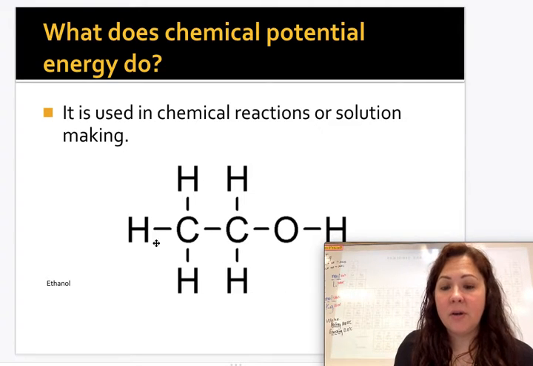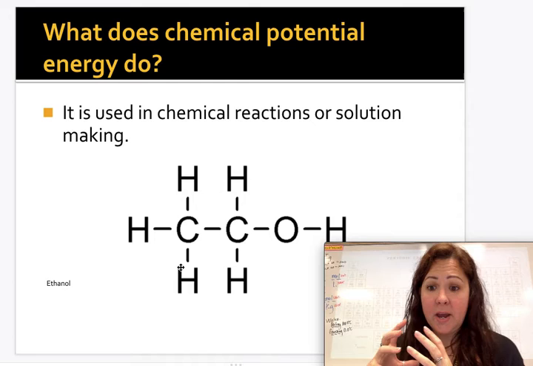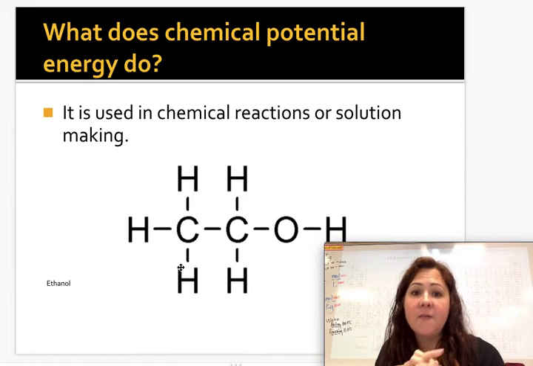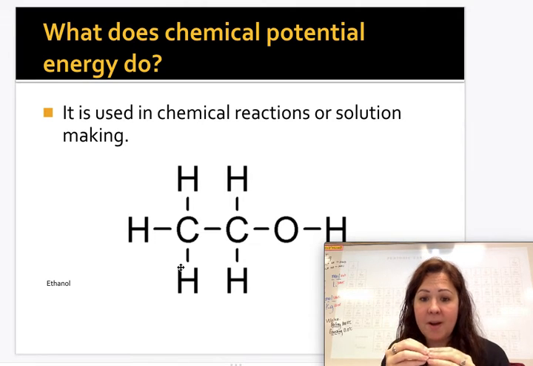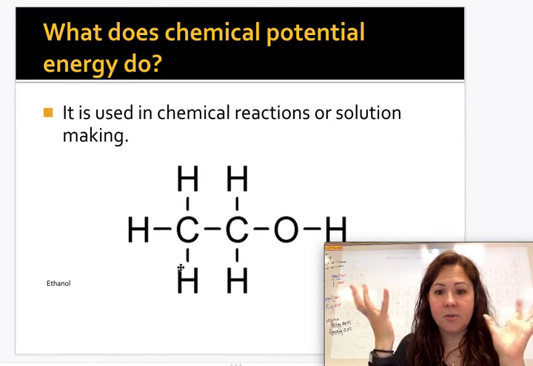So with your ethanol here, I'm going to do a demonstration with the ethanol itself, but you have this chemical potential energy that is getting stored in the bonds. That energy gets released and it goes out into the environment.